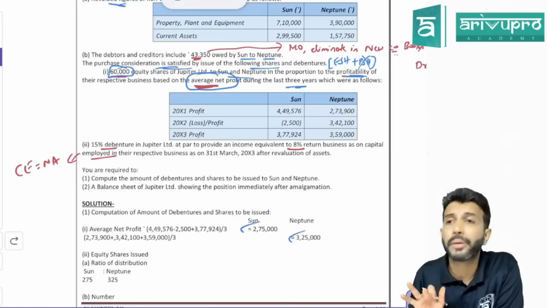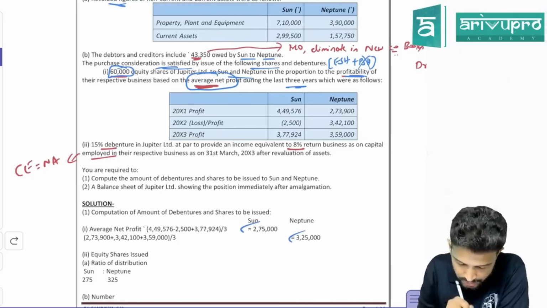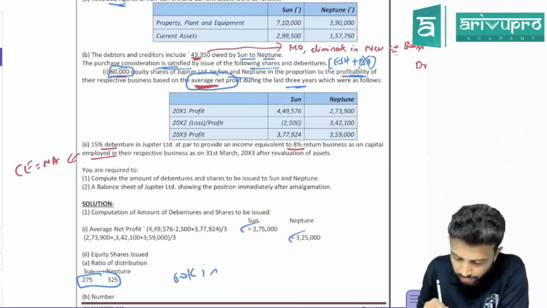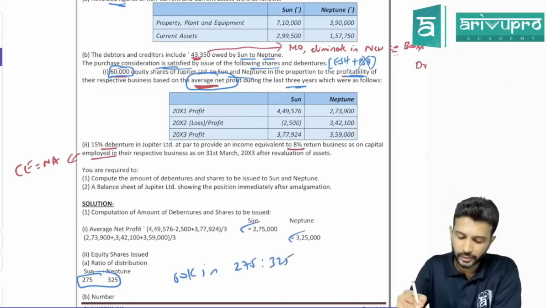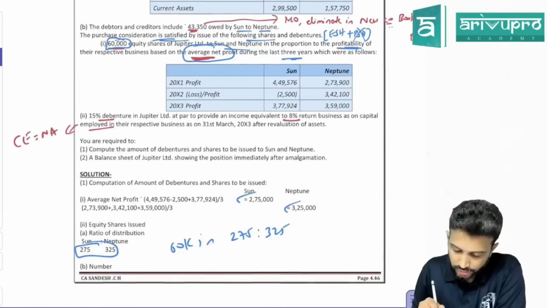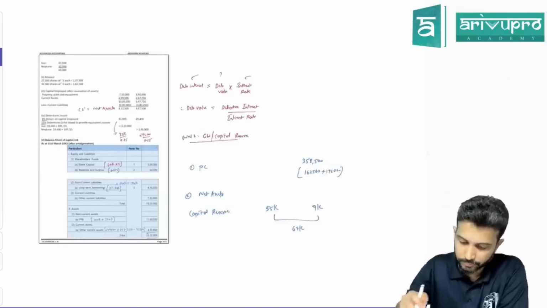Me telling or problem telling? Problem telling. So what is the ratio of this? 275 is to 325. So 60,000 you have to apportion in the 275 to 325 ratio. How much will Sun get? If you calculate this, 60,000 in this ratio, 300, 300, 600. So 27,500.